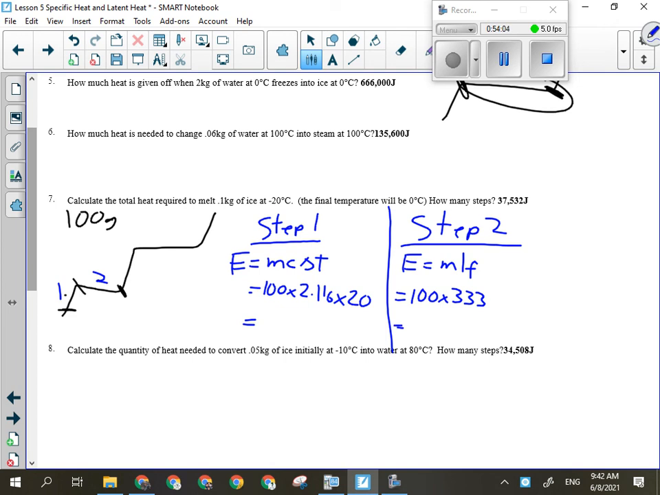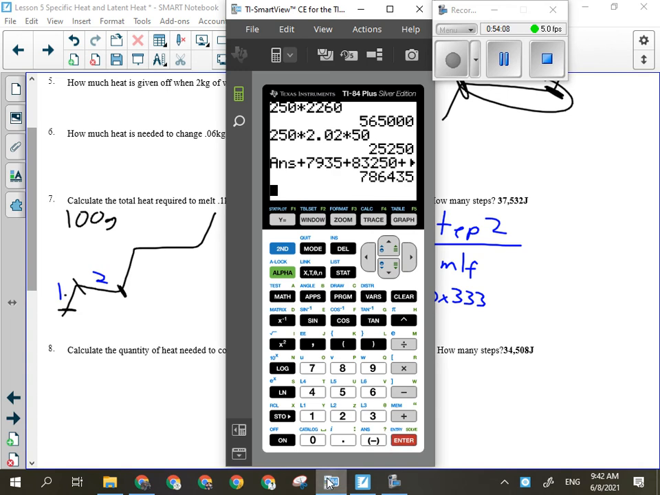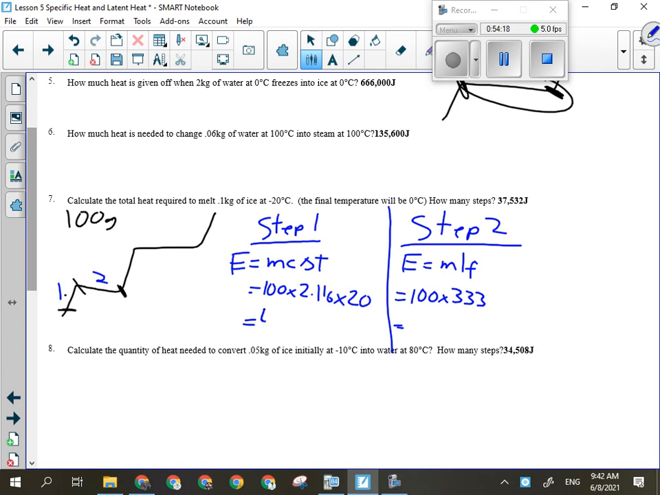Okay. All right, so if we're punching in our numbers here, we'll have for step one, 100 times 2.116 times 20. So that's 4,232 joules. And then for this one here, we should have 33,300 joules. Right? Okay, so if I add those two together, my total should be 37,532. Everybody follow what I did there?